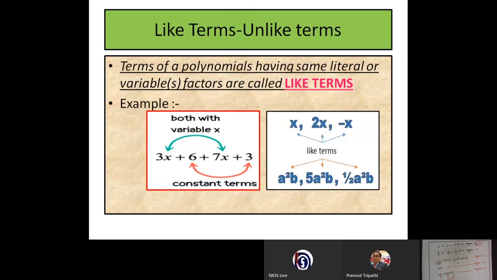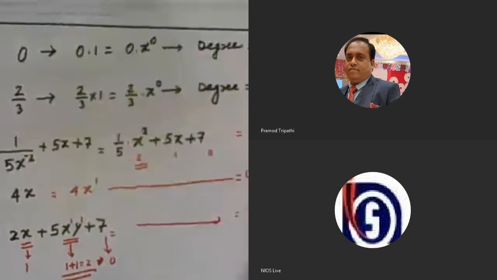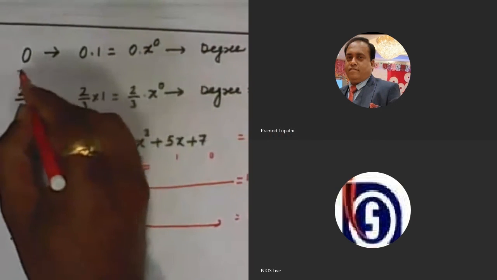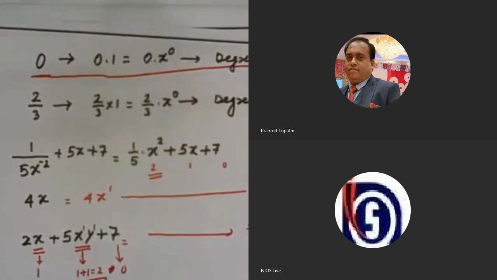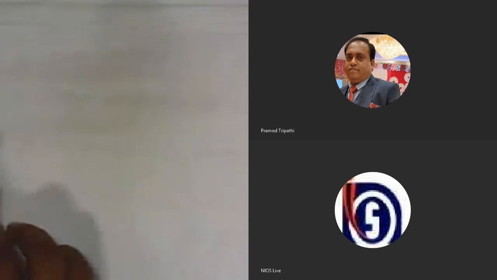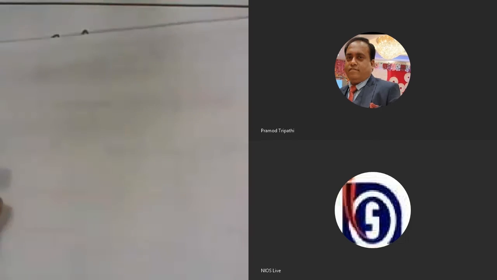So now we go to the question here. What is the degree of the zero polynomial? What is the degree of the zero polynomial? Now, in this case, I took a very simple example to explain.